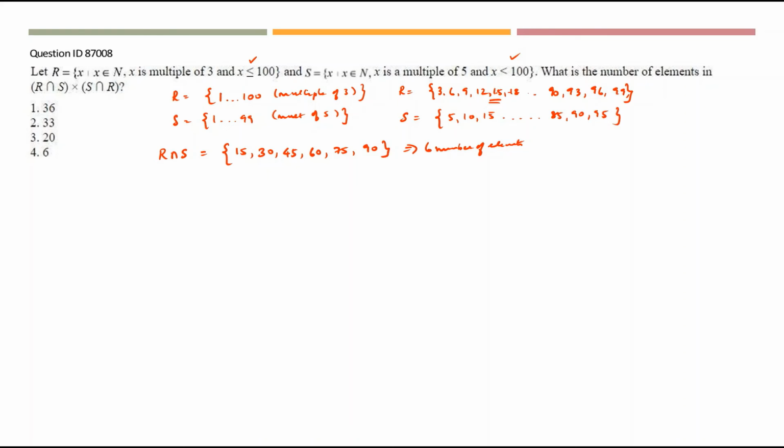Intersection is commutative. So R intersection S will be equal to S intersection R. R intersection S has 6 numbers and S intersection R has 6 numbers. The question is R intersection S into S intersection R. So 6 into 6 will give 36 elements. So option number 1 will be the right answer.